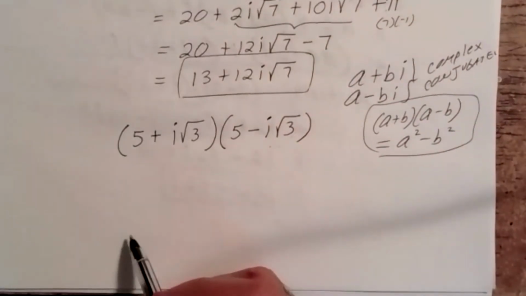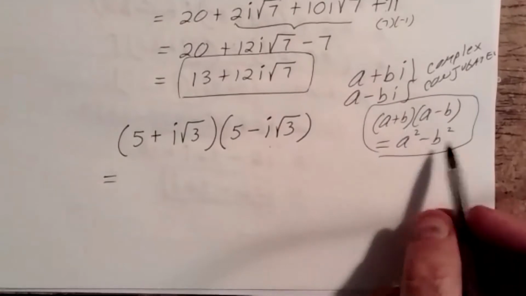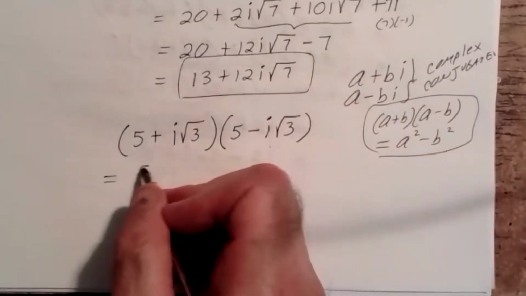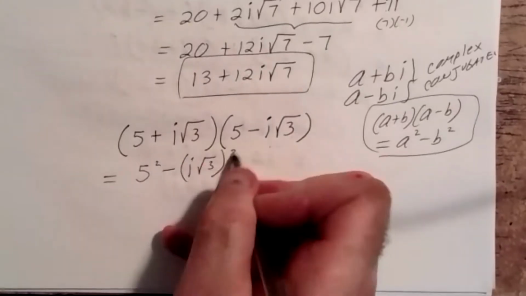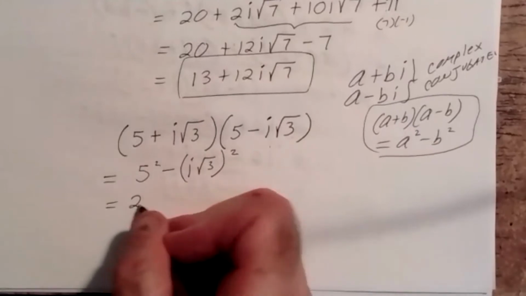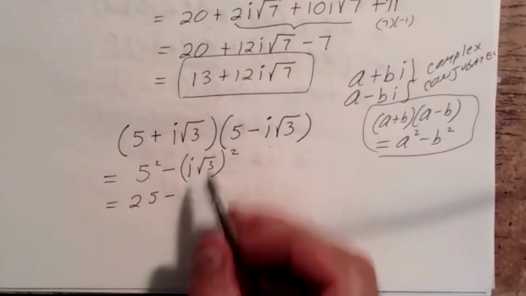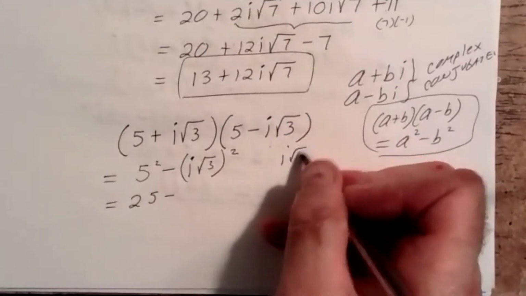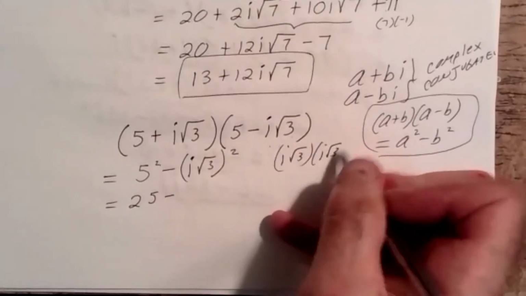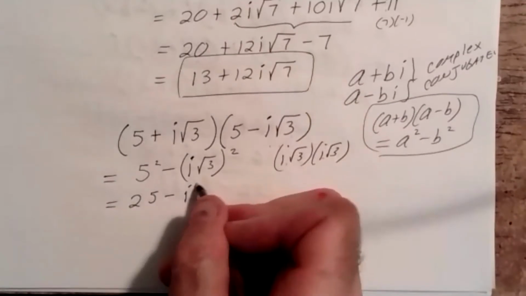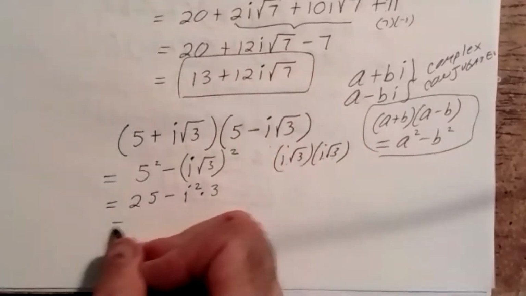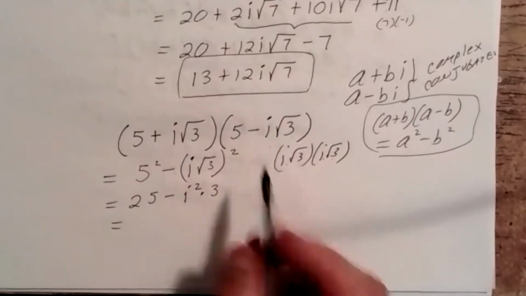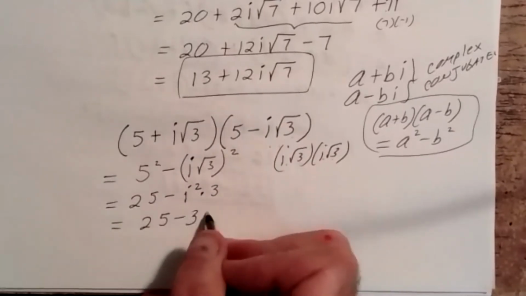So to multiply these complex conjugates together should be pretty easy if you can just remember this pattern. It's just the square of 5 minus the square of the last term. The square of 5 is 25. And what's the square of i square root of 3? That's i square root of 3 times itself. I times i is what? i squared. Square root of 3 times itself is the square root of 9, which is just what, 3? So the product of these complex conjugates is going to be 25 minus 3i squared.